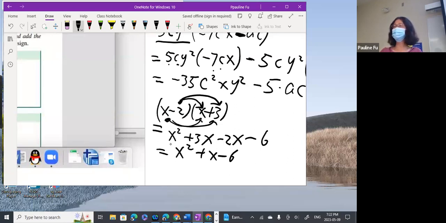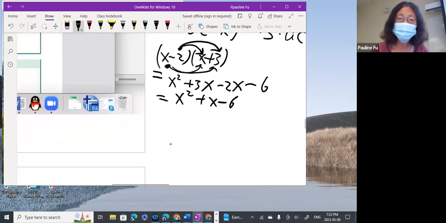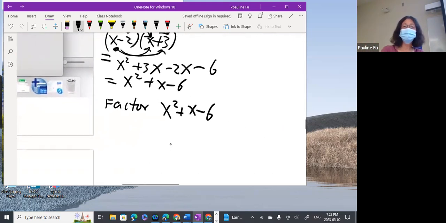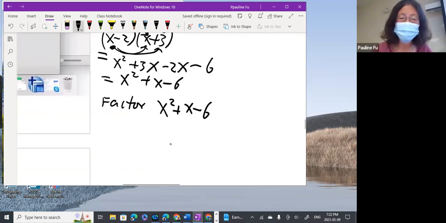This is on one hand. On another hand, if I ask you, this is another question: factor x squared plus x minus 6. When I ask you to factor, it means what are the two brackets that multiplied together equal this? There is a method.